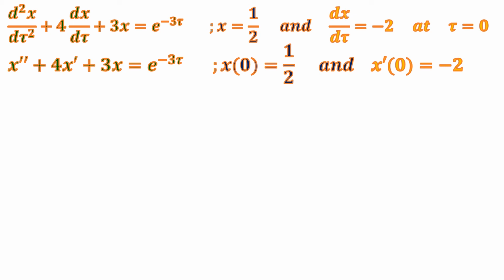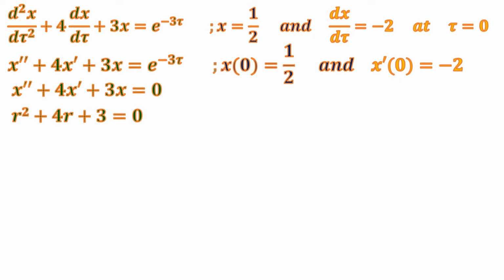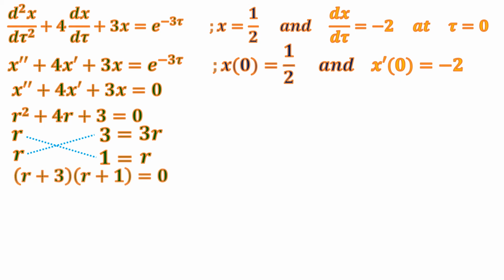And so let us now find the complementary solution. Let's make it homogeneous and use the auxiliary equation. So factors of r squared and factors of 3. Then we cross multiply. We have 3r and r, which if you combine them is 4r, indicating that it's the correct pairing. So the pairs are r plus 3 and r plus 1. And so we're gonna solve for the roots. R plus 3 equals 0 and r plus 1 equals 0. So r is negative 3 and r is negative 1.